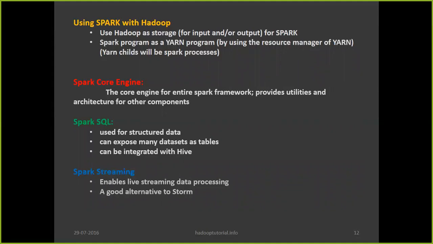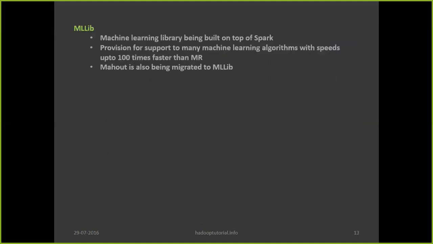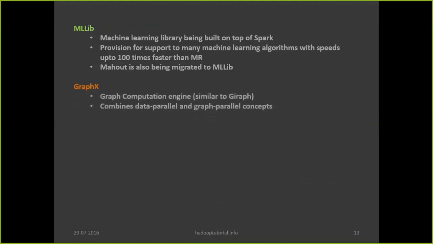Spark Streaming enables live streaming data processing, a good alternative to Storm. MLlib, the machine learning library, is built on top of Spark. It is a replacement for Apache Mahout. Okay, so GraphX is a graph computation engine, similar to Apache Giraph, combining data parallel and graph parallel concepts.